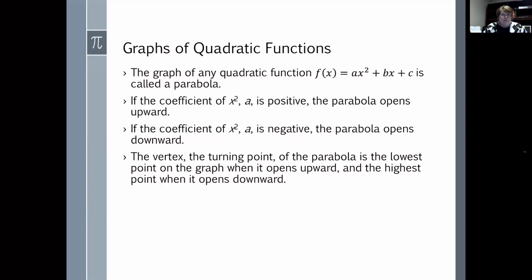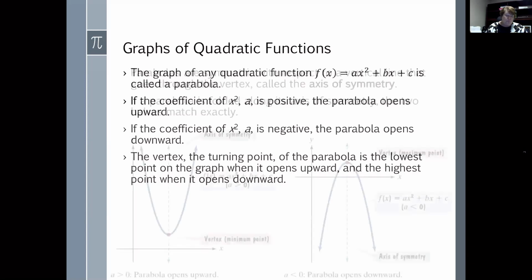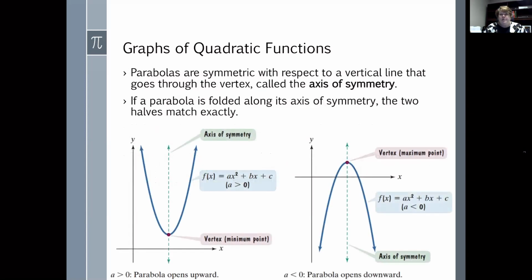The vertex, the turning point of your parabola, where your parabola changes direction, is the lowest point on the graph when the parabola opens upward. It's the highest point when it opens downward. Parabolas are symmetric with respect to a vertical line that goes through the vertex. That is called the axis of symmetry. If you take a parabola and you fold it along that axis of symmetry, the two halves of the parabola will meet exactly.